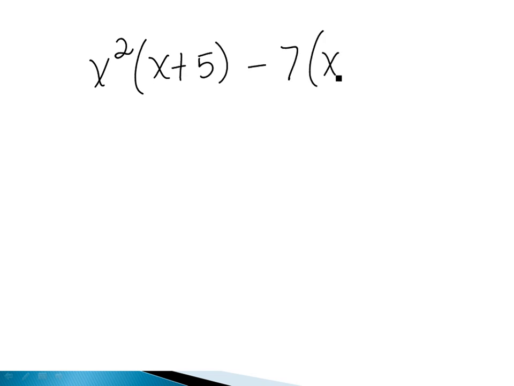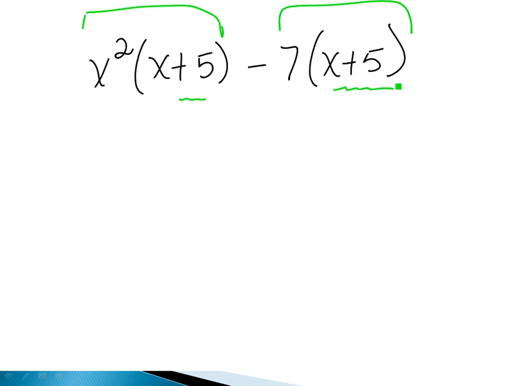So let me give you an example of a common binomial factor. Let's say you had the problem x squared times x plus 5 minus 7 times x plus 5. If you look at this as a term and this as another term, the common binomial factor is x plus 5. This is considered to be your greatest common factor because this is what you see in both terms.